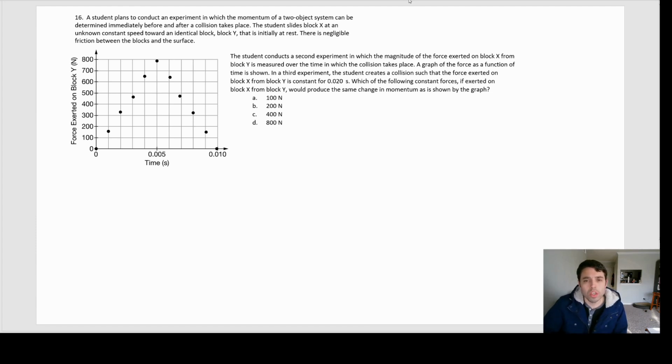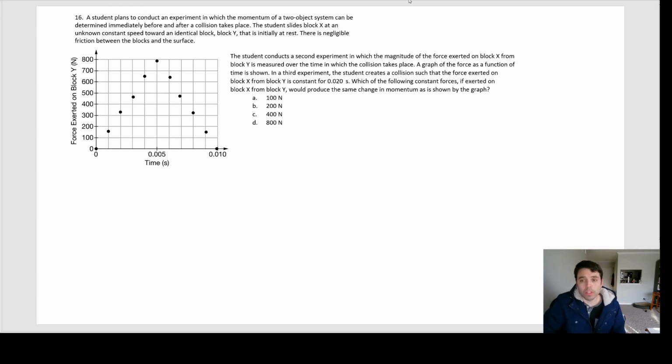All right, cool. The student slides a block X at an unknown constant speed towards an identical block Y that is initially at rest. There is negligible friction between the blocks and surface. Cool. The student then conducts a second experiment in which the magnitude of the force exerted on block X from block Y is measured over the time in which the collision takes place. A graph of the force as a function of the time is shown. All right, here's the graph of that impulse. So the area under the curve will be impulse. We know that, so keep that in the back of your mind.